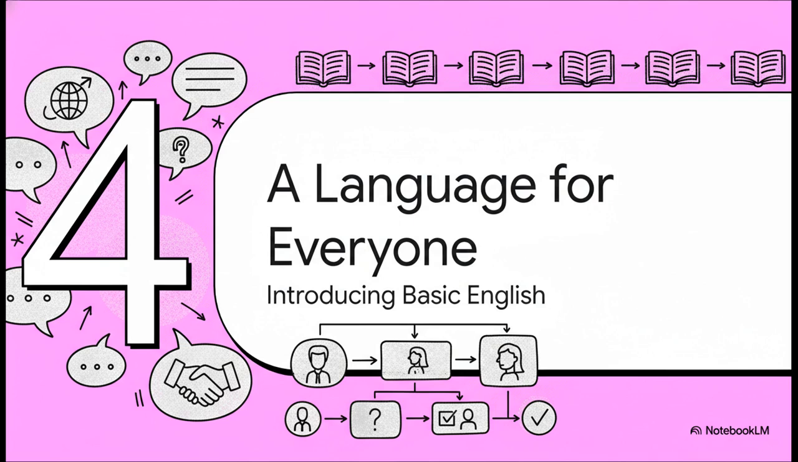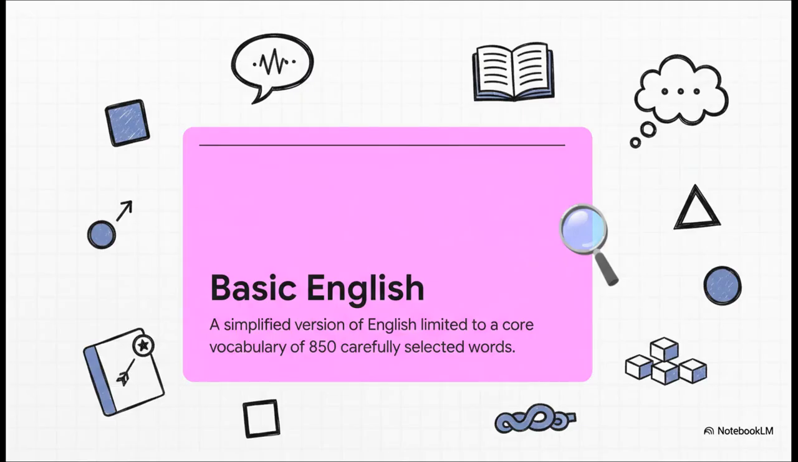So that number, 850, is the foundation of this whole system called Basic English. And it was designed with a pretty radical goal in mind, to make communication simpler and clearer for everyone, everywhere. Basic English is basically a simplified version of the language that uses a core vocabulary of just 850 words. And these words were all carefully picked to cover everything you need for everyday life and conversation.